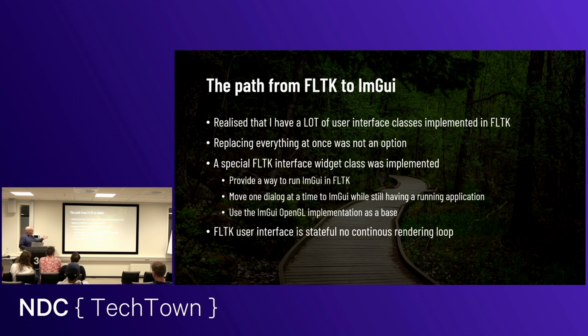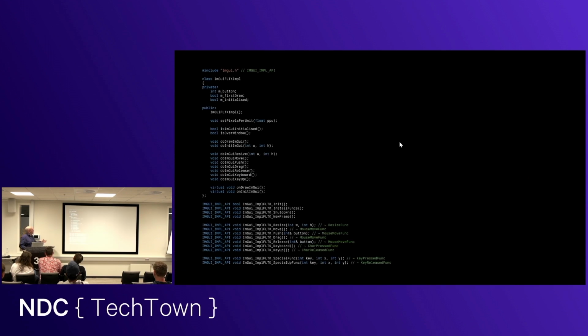One problem is that FLTK doesn't have a continuous rendering loop. So I need to kind of fix that. And what I did was add a timeout method in FLTK to actually force a continuous redraw of the OpenGL window all the time. It's a bit of a hack, but I'm kind of moving away from this library to something else, so I thought it was okay. So this is the ImGUI FLTK implementation.